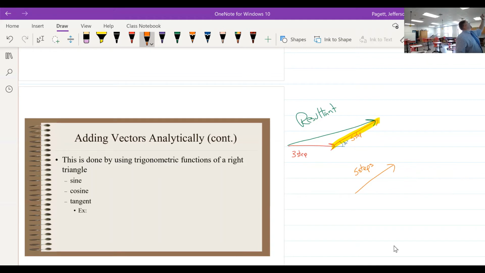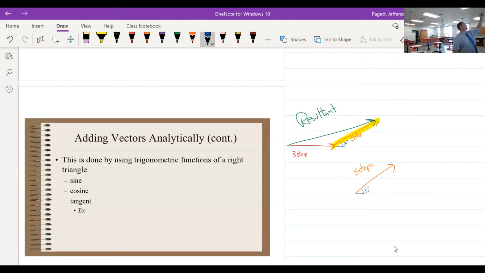5 steps, 30 degrees. And what we're going to do is break this up into pieces by creating a right triangle. I'll talk about this in class, but basically I'm going to give you right triangle demigod powers. You are now going to have the ability to create or destroy right triangles on a whim. So use that power wisely.